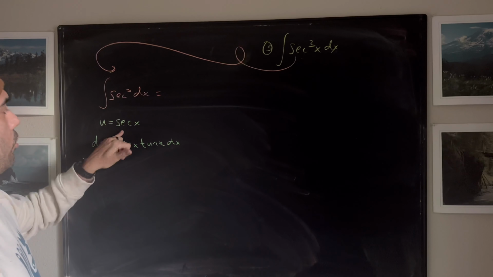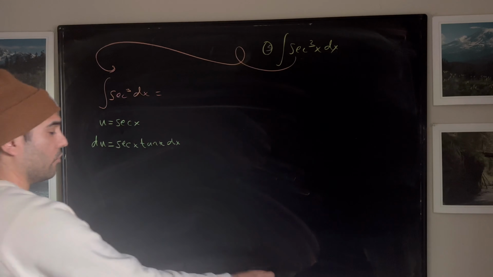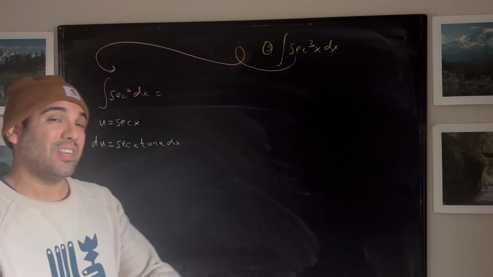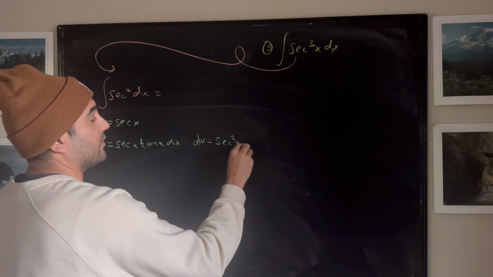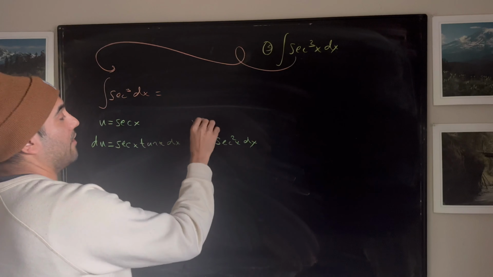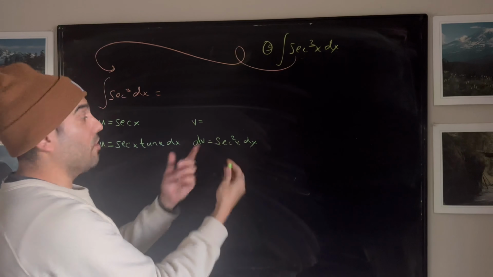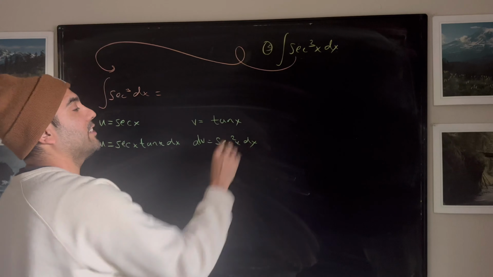So one of them, our u, was secant x. So what's left over, which is our dv? Well, that's secant squared x. So we have dv equal to secant squared x dx. And now we have v equal to the integral of this, which we know is tangent.